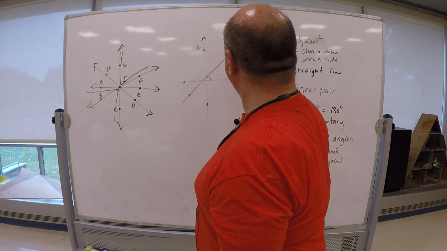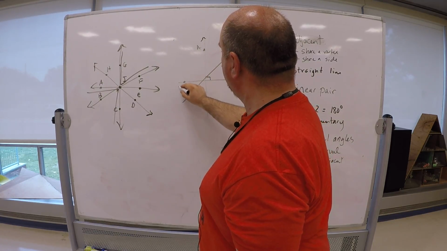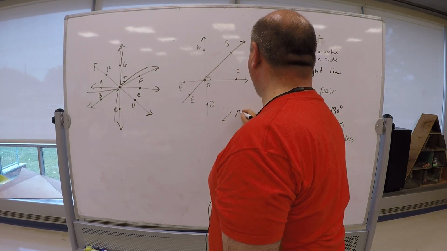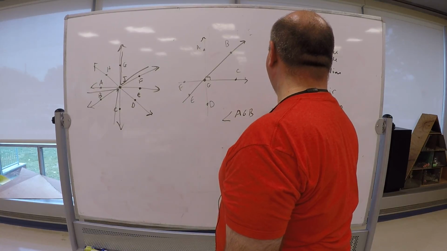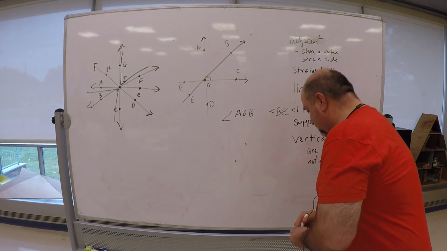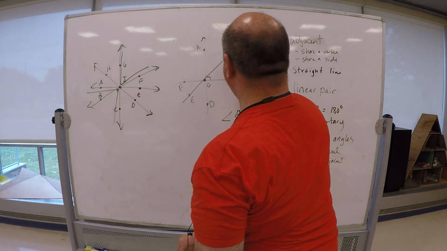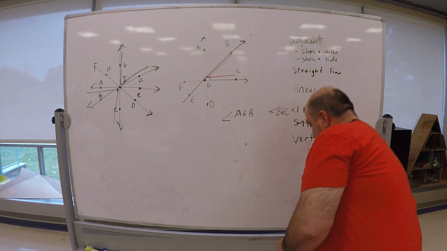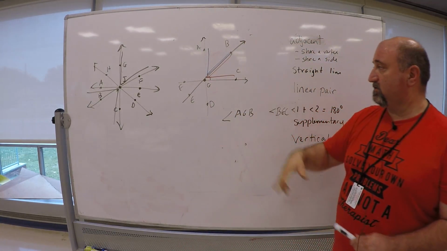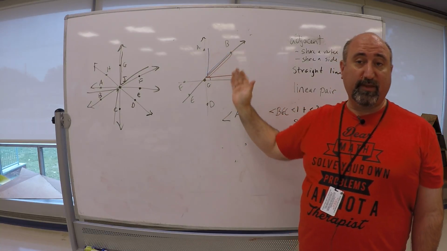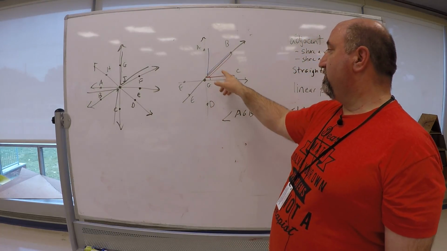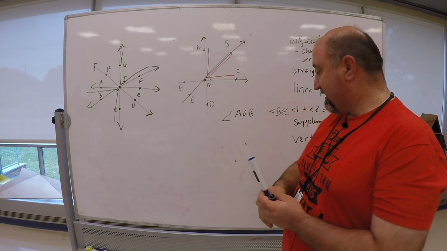So again, let me label this A, B, C, D, E, F, and G. And if you look at angle AGB and angle BGC, and let me color those for you, BGC and AGB, you can see that those two angles together form that right angle, and therefore they add up to 90 degrees. So we would call these two angles corresponding angles.